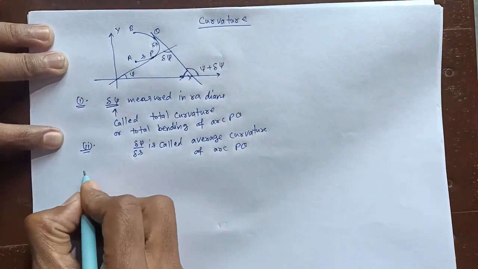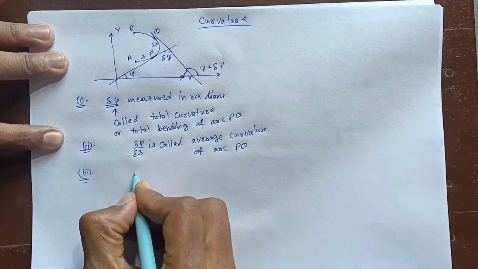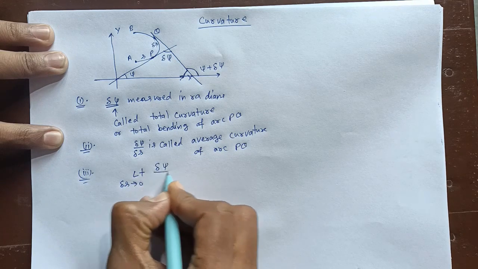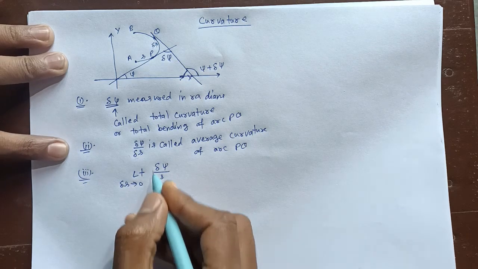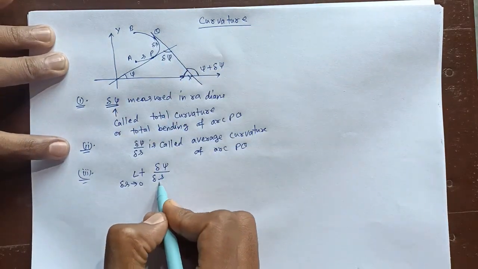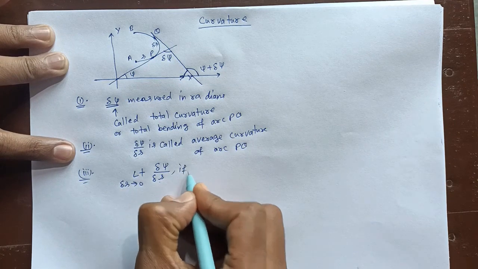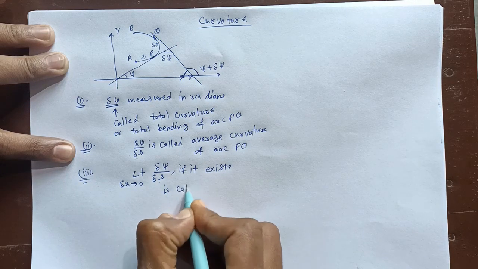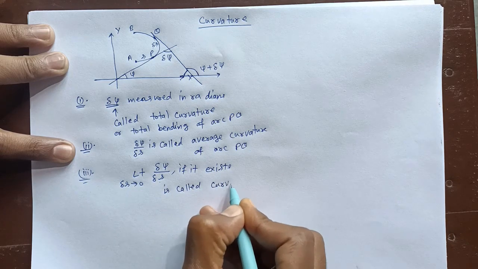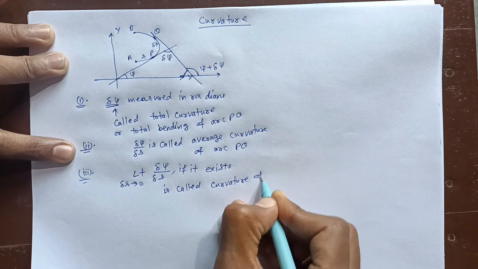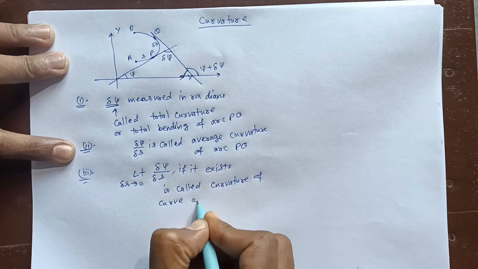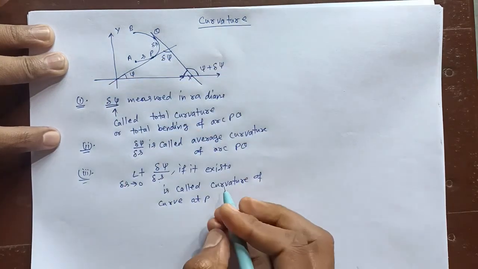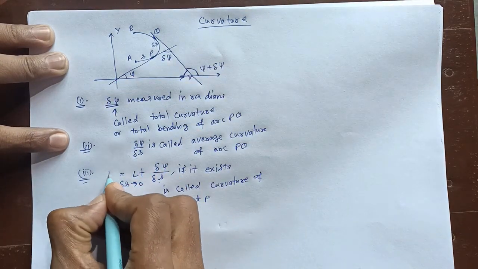And the third thing is limit delta S tends to 0, delta psi upon delta S. When delta S tends to 0, delta psi upon delta S, if it exists, is called curvature of curve at point P, and it is denoted by kappa k.